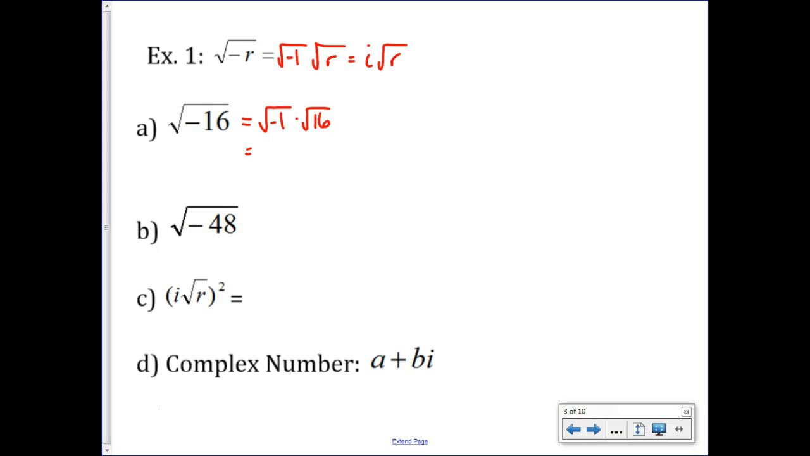So then we have i times 4. But typically we write the coefficient first. We write that number first. So 4i is our answer.